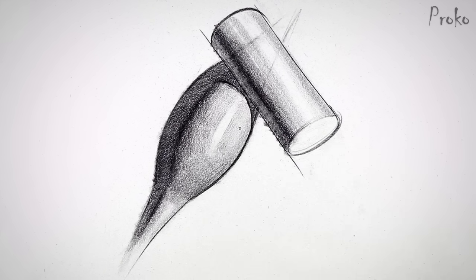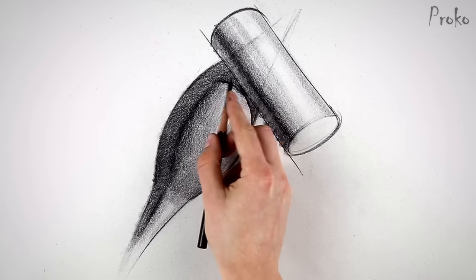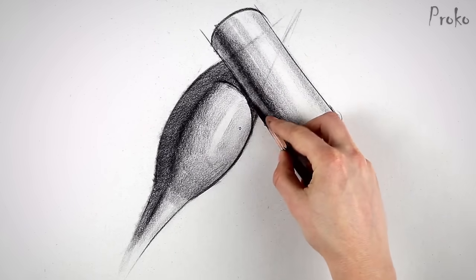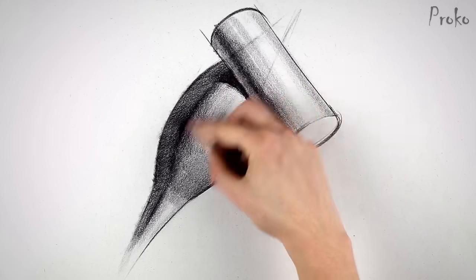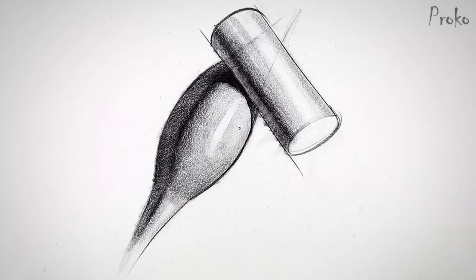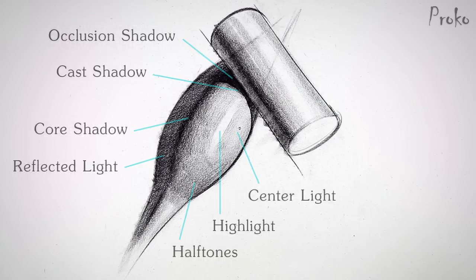When I draw the cast shadow shape, I use it to describe the shape of the object it's being cast onto, not the object it's casting from. The area under the cylinder will get less bounce light, and so it will be darker. That's an occlusion shadow. Keep the edge of the cylinder sharp, and the edge going away very soft. So those are all the parts. Review all these elements and practice spotting them on directly lit objects.